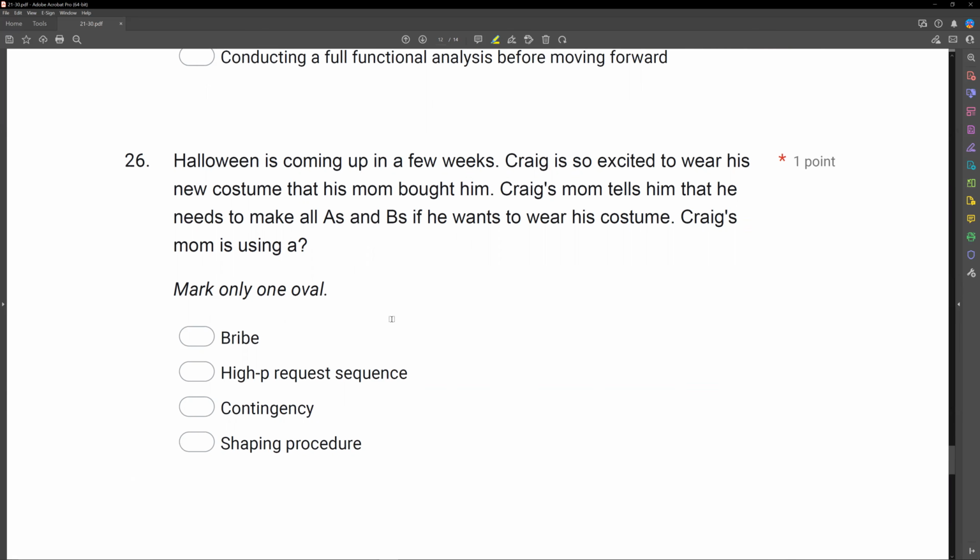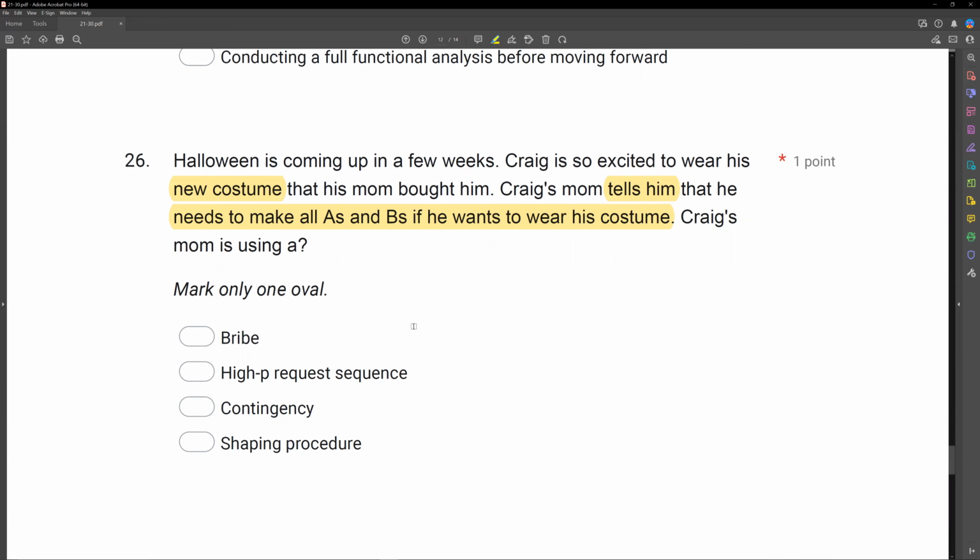A lot of people will criticize ABA and say you use bribes. As a BCBA, you need to tell them we don't use bribes. We do the opposite of bribing. Why is that? Well, look at this, right? So Halloween's coming up. Craig gets to wear his new costume. But before he can, Craig's mom tells him that he needs to make A's and B's if he wants to wear his costume. So this word if right here is our key.